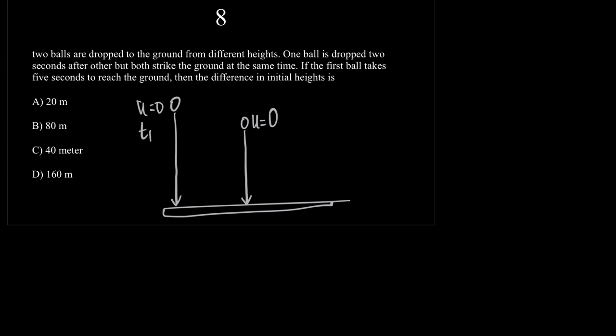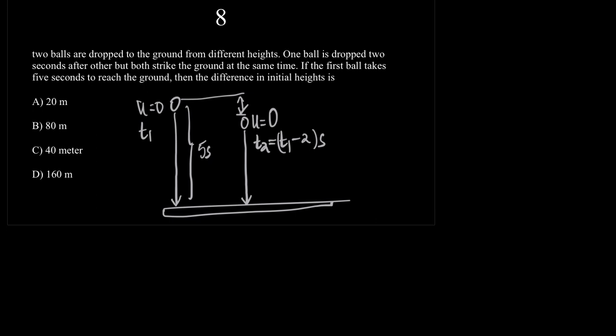If this is t1 and this is t2, we can say that t2 is basically t1 minus 2 seconds. Okay, so this is the given information. We need to find the difference in the initial height. Also, if the first ball takes 5 seconds, this complete travel takes 5 seconds for the first ball. These are the given informations. So now let's try solving the question.